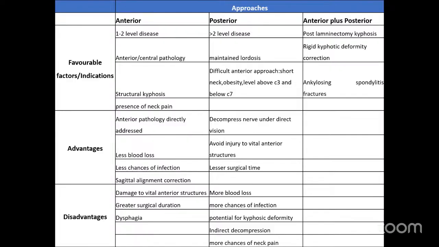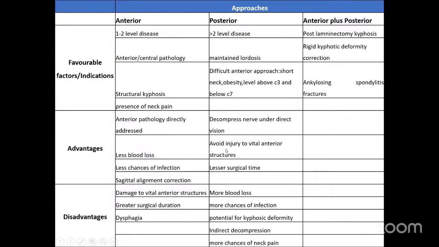So what are the advantages of anterior approaches? Pathology can be directly addressed, anterior pathologies. Blood loss is very less, infection chances are near to nil, and we can get correction of the disturbed alignment. Advantages of posterior approach: decompression is under direct vision.